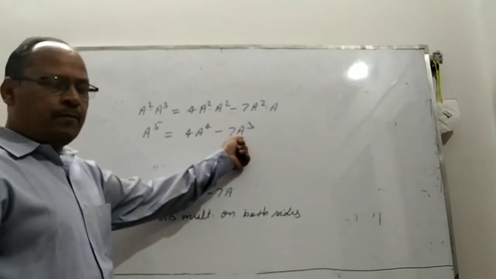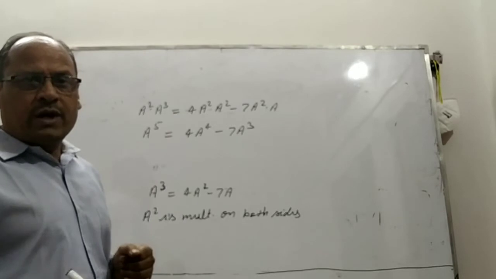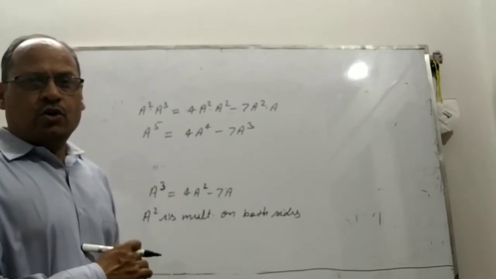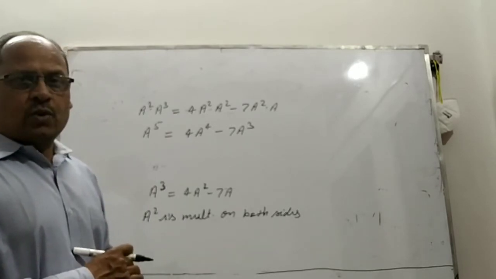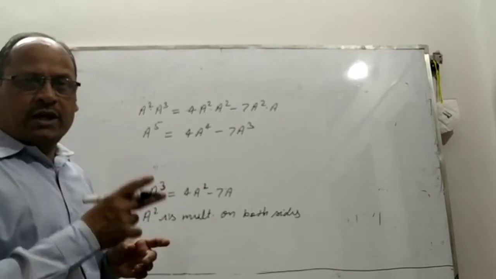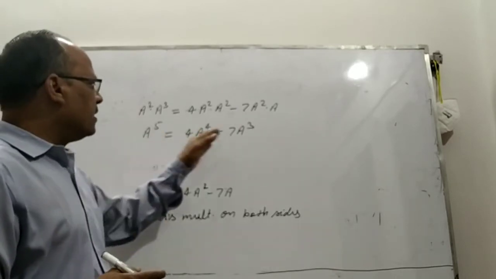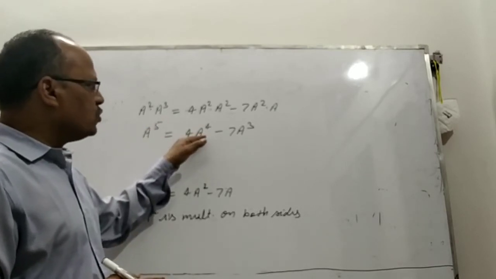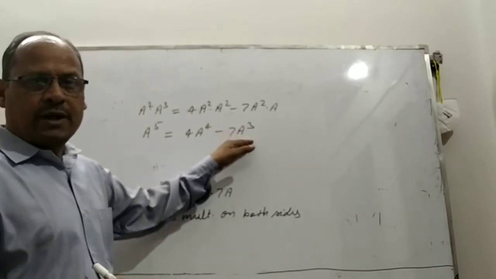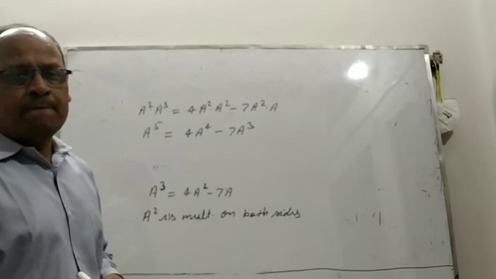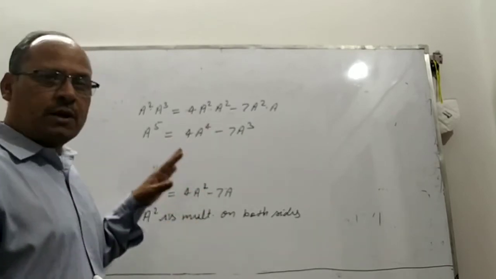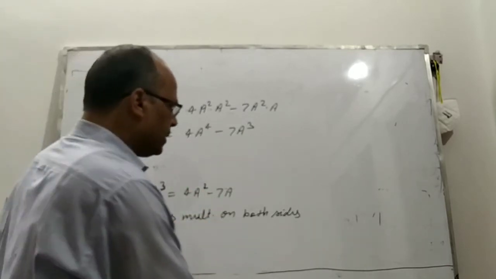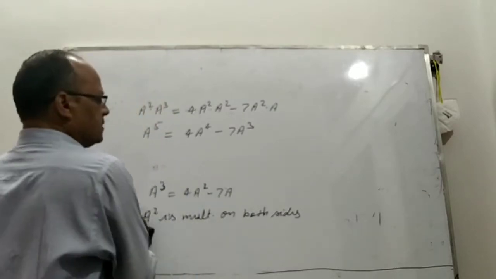You will put it here. A raised to power 4, how can you get? By help of A square into A square. Already we have got A square. Then you can get the value of A raised to power 5 by substituting the value of A raised to power 4 and the value of A raised to power 3. This is clear? I have not done the solution. You will complete it. I have given the concept of this.